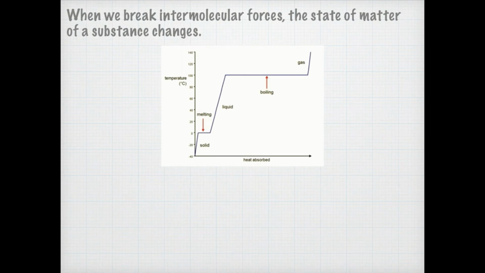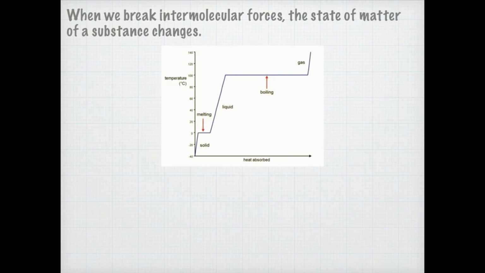And so the question is, well, what happens to that energy, right? When you're going from left to right, you're putting heat into the system. Where does it go if it's not being used to change the temperature? And the answer is it's being used to break intermolecular attractions.